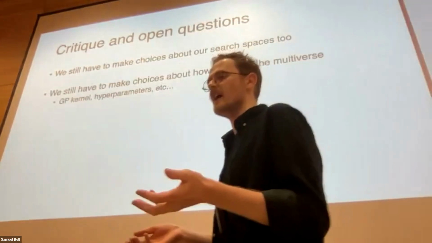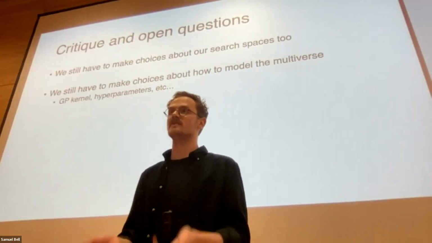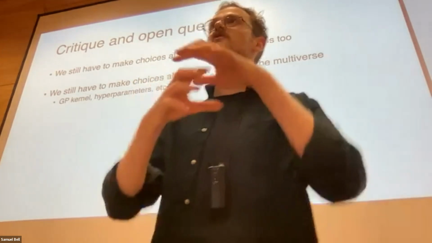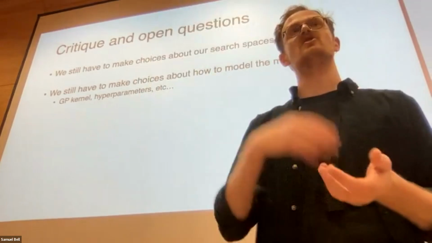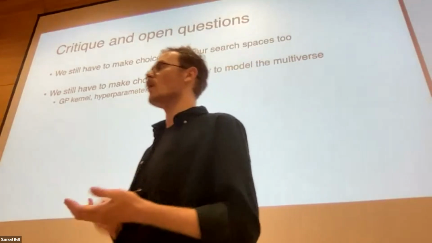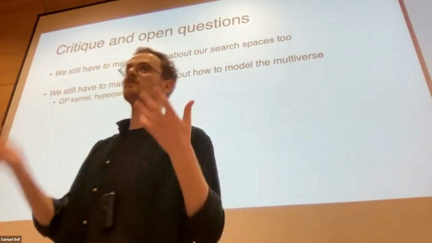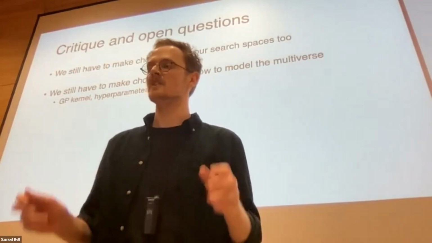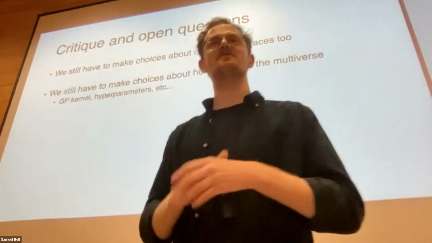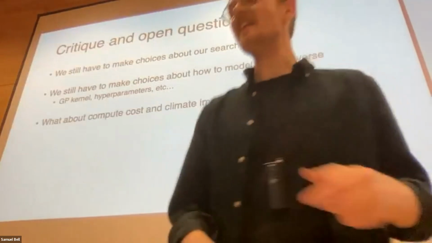There's a second, very related idea, which is that we also have to make choices about how to model the multiverse itself. It's not just choices about the search space. I said we're going to model the relationship between researcher decisions and conclusions with a Gaussian process. Well, how are we going to set up that model? Between case study 1 and case study 2, we switched from a really simple GP to a multivariate model. There was a choice there. And do we need a multiverse analysis of the multiverse analysis? I'm actually not advocating for that.